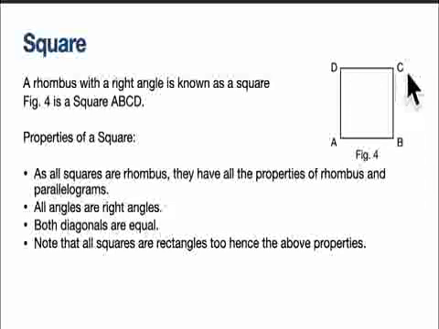Both diagonals intersect at a right angle because in a rhombus both diagonals intersect at a right angle. So note that all squares are rectangles too, hence the above properties. So those were the properties of a square.